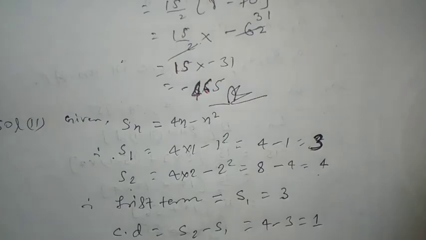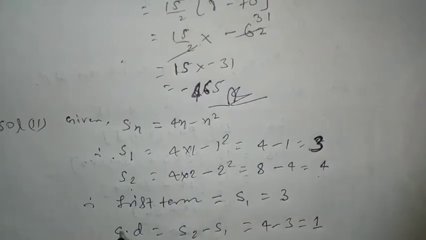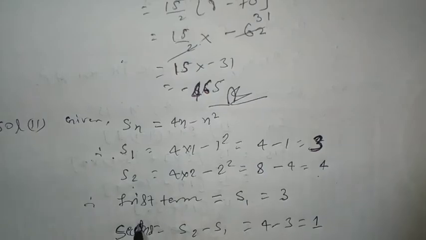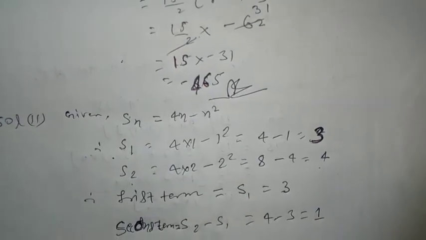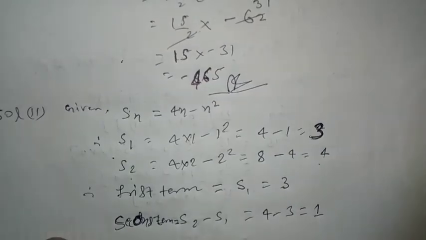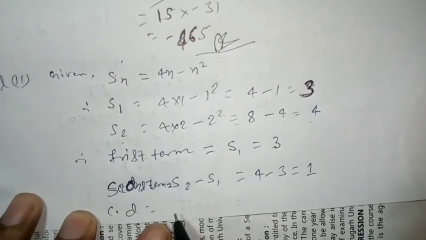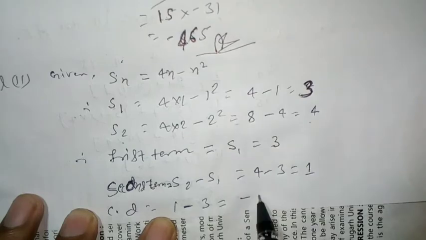Now common difference is equal to second term minus first term. Second term is equal to S2 minus S1 is equal to 4 minus 3 is equal to 1. So common difference is equal to second term minus first term is equal to minus 2.